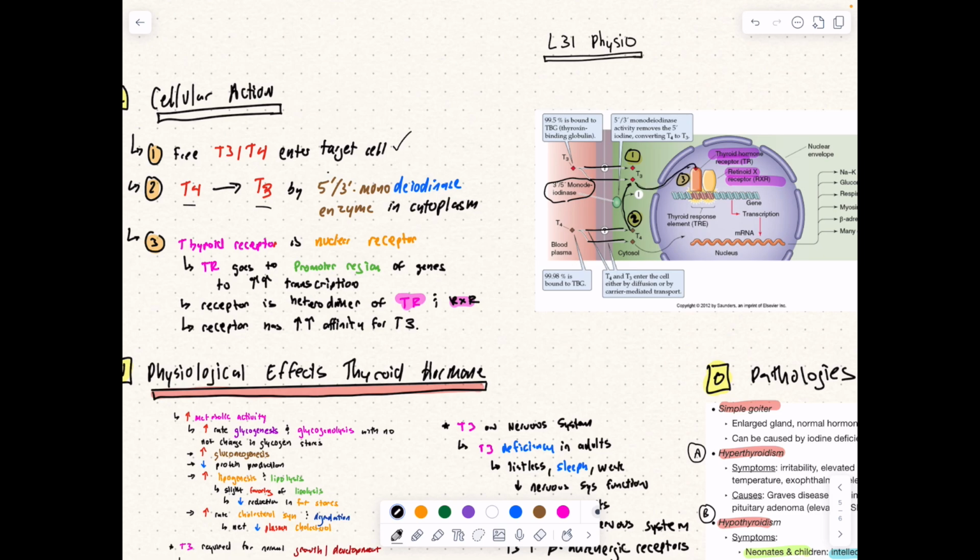T3 is going to go to its nuclear binding receptor, and it will form a complex with another receptor called the retinoid X receptor, RXR, and they're going to bind to the thyroid response element in the promoter region and cause an increase in gene transcription, which is what this is all saying.